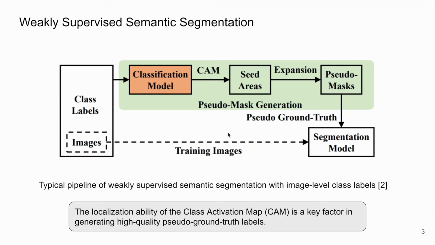Clearly, the performance of the final semantic segmentation model mostly depends on the quality of the pseudo ground truth labels. And the localization ability of CAM is the key factor in generating high-quality pseudo ground truth labels.